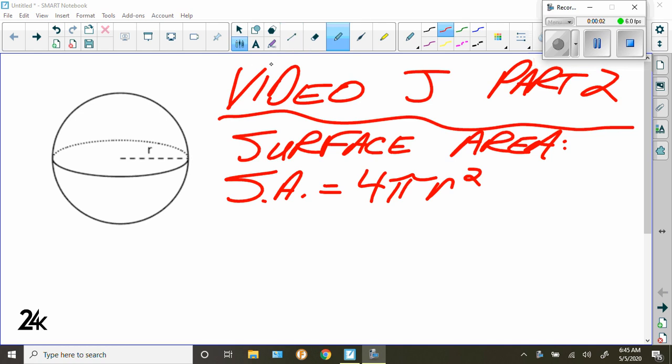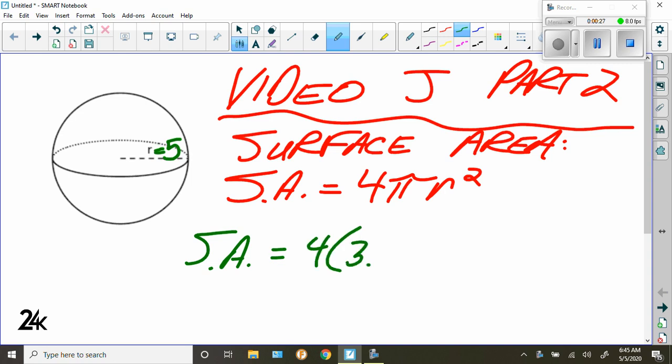Hello once again to an exciting video dealing with the surface area of a sphere. Okay, hey, here's the equation, 4 pi r squared. And you're like, how am I going to do that? Well, let's say that the radius was 5. Then the surface area would be 4 times 3.14 times 5 squared.